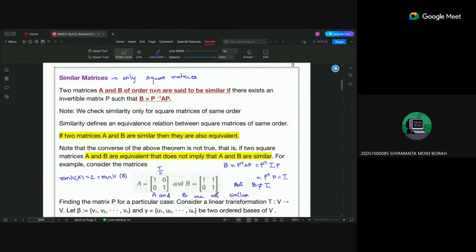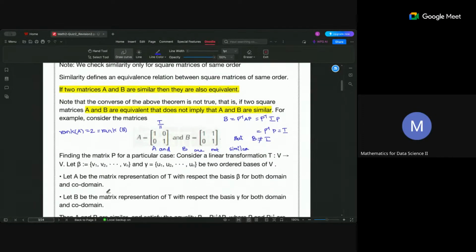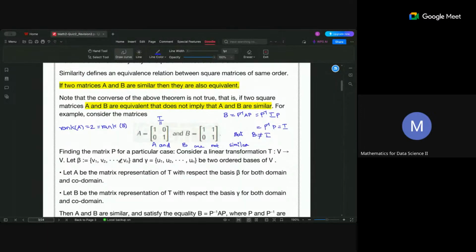Ma'am, for equivalence, other than rank, what can we check? You can apply some elementary row operation or column operation and see whether you can obtain one from the other. The usual method is checking rank only. Rank and next one is elementary operation, right? Yes. And ma'am, rank and determinant is for similarity, right? Like whether we can go ahead for similarity or not. I will tell you, the next slide is about that only.